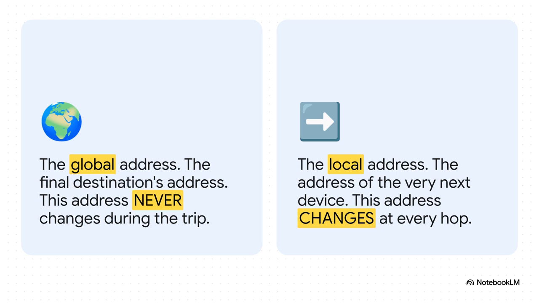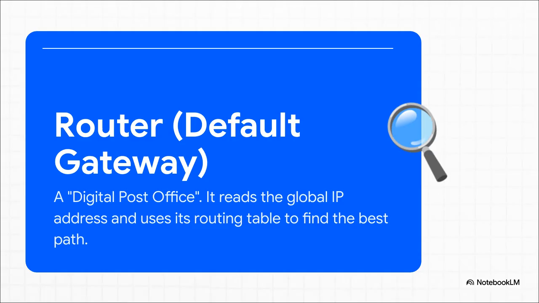That MAC address gets ripped off and replaced at every single stop along the way. So who's making all these decisions? Who's in charge? That would be the router. Your home router is what's called your default gateway, and it's the very first digital post office your packet visits. The router has one main job: to look at the final IP address on the envelope, check its big map of the internet, its routing table, and figure out the absolute best next stop to send the packet to.